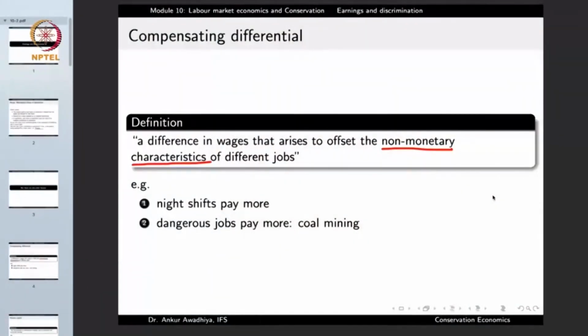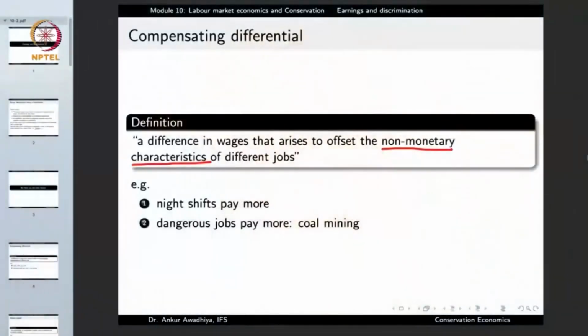But still, it is easy for people to work in the daytime than in the night time. So this is a non-monetary characteristic of this particular job, whether a person is going to work in the daytime or in the night time. Now, because working in the night time is more difficult, people are paid more.